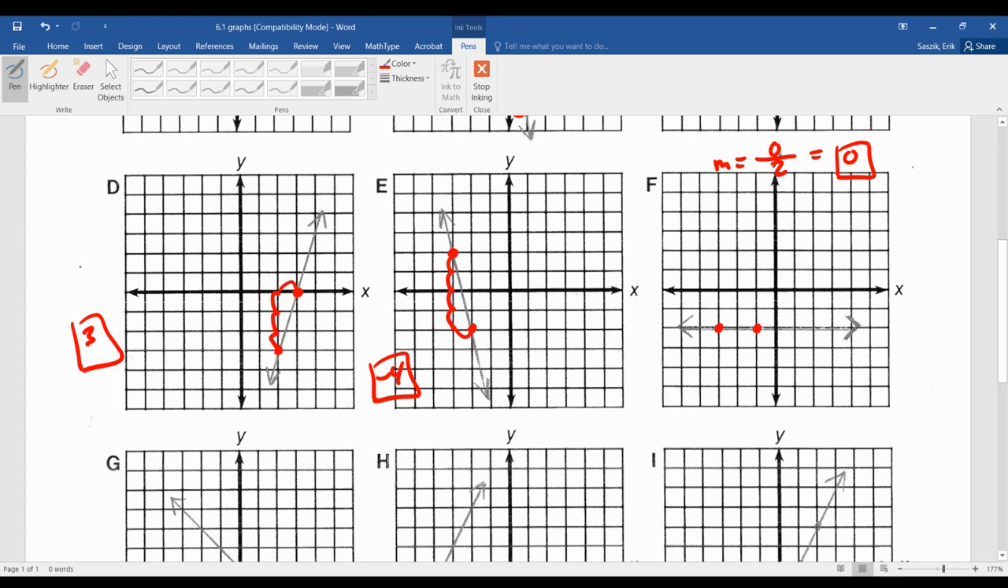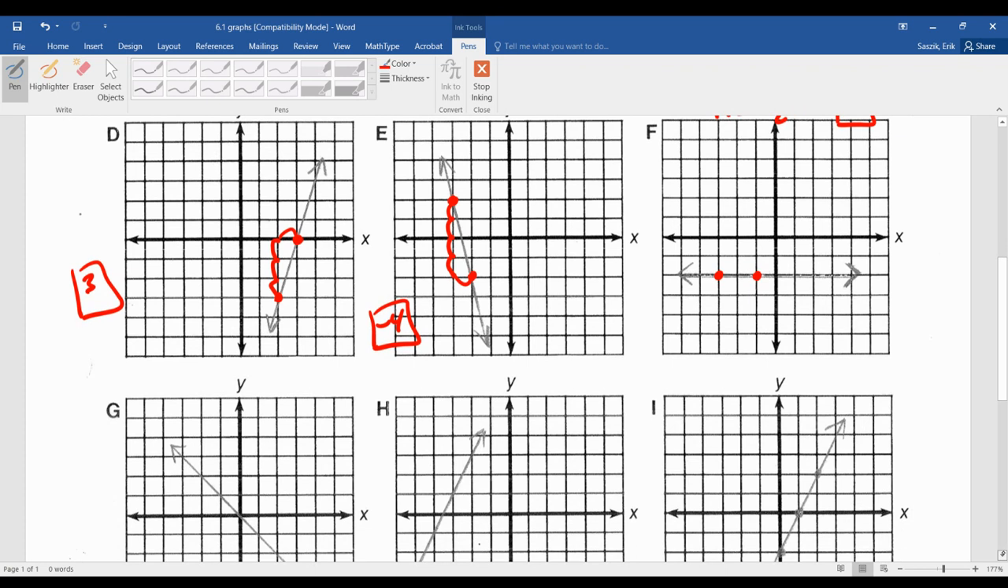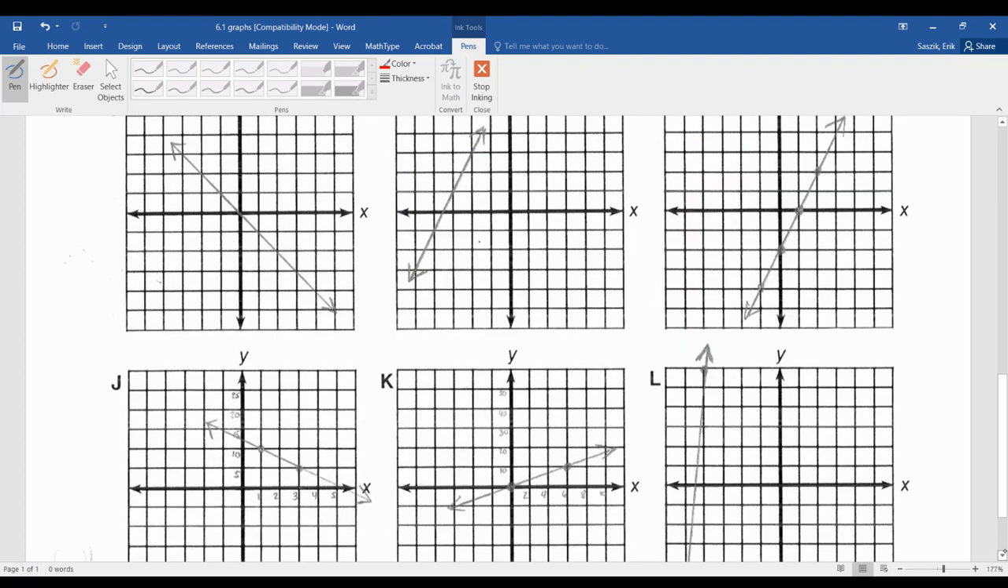And you can remember that by the z's. So, the middle letter in horizontal is like z, right? So z goes with 0. So any horizontal line is a slope of 0. Any vertical line is a slope that's undefined.